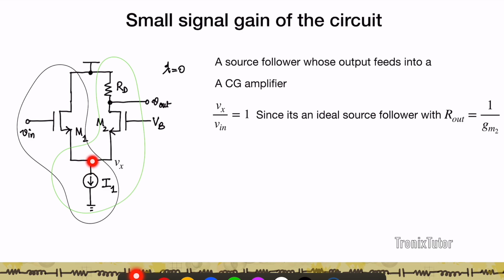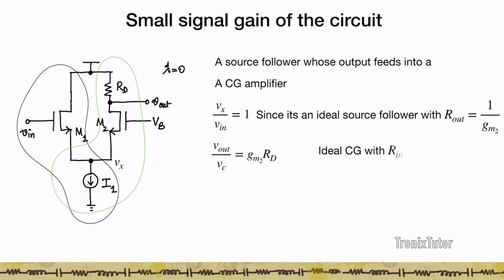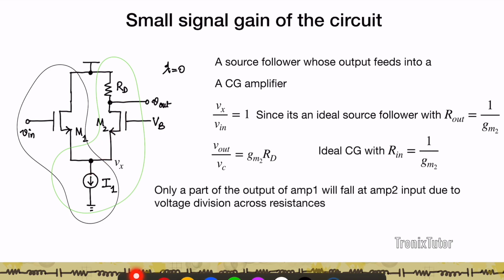If you look at the output resistance of the source follower, it is given by looking into the source of M1, which should be 1 by gm1. Again, that should read 1 by gm1, right? Now Vx forms the input to the common gate stage. Because lambda is equal to 0, the gain for the common gate stage is simply gm2RD, right? So Vout by Vx is plus gm2RD. This is a common gate configuration, so it has a finite input resistance because the input is given to the source, and it's given by 1 by gm2. The output resistance of the common gate is going to be given by RD, right?